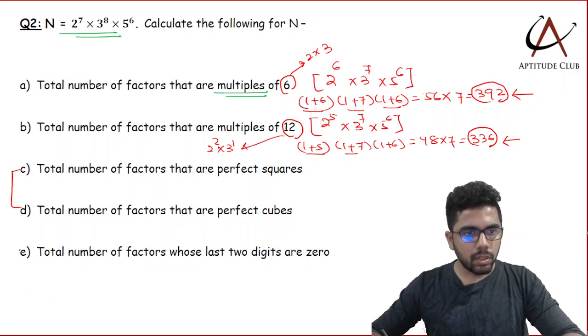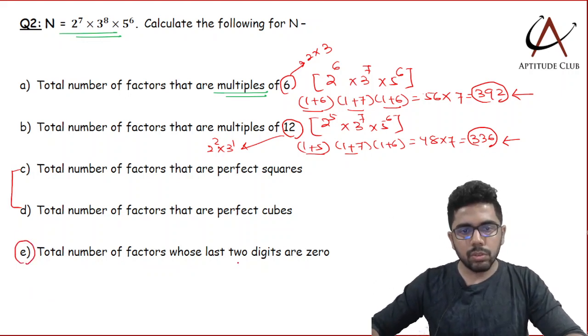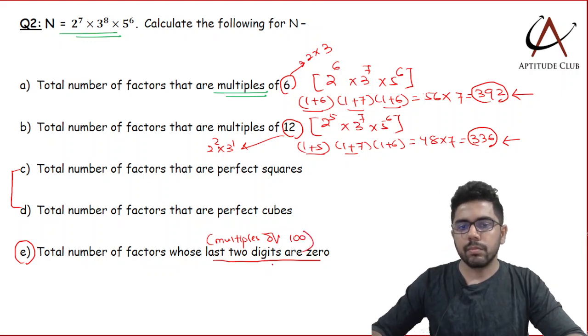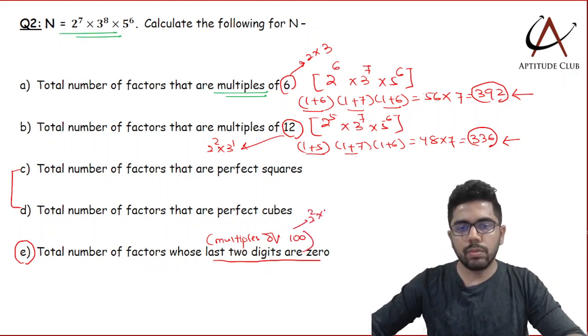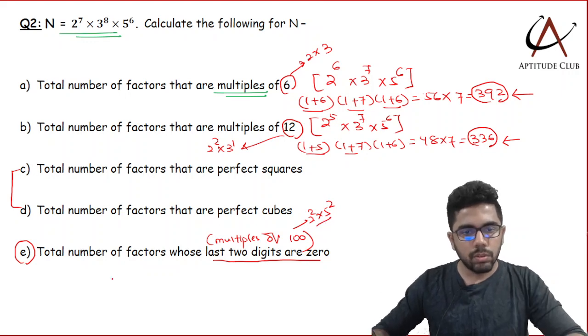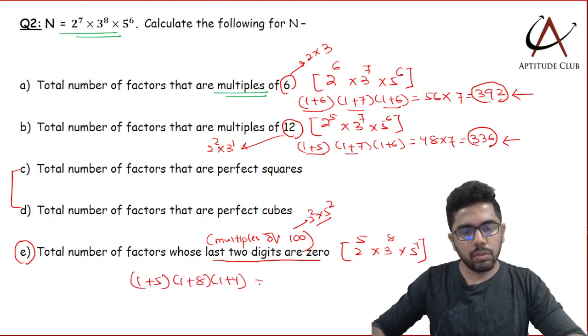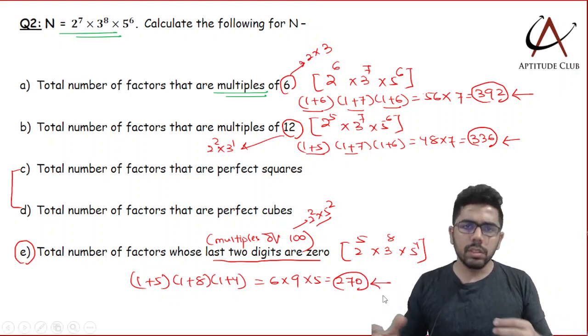सी एंड डी विल सॉल्व इट आफ्टर सॉल्विंग, ई में आते हैं. टोटल नंबर ऑफ फैक्टर्स हुज लास्ट 2 डिजिट्स आर 0. कैन आई से द नंबर्स हुज लास्ट 2 डिजिट्स आर 0 आर बेसिकली मल्टीपल्स ऑफ 100, एंड 100 इज लाइक 2 स्क्वायर इंटू 5 स्क्वायर. इसको टेक आउट करो. वी आर लेफ्ट विथ 2 to the power 5 into 3 to the power 8 into 5 to the power 4. So how many factors? (1 plus 5) into (1 plus 8) into (1 plus 4). 6 into 9 into 5. I get 270. Simple. Last two digits 0 means multiple of 100.